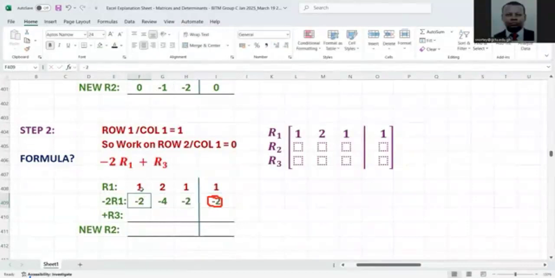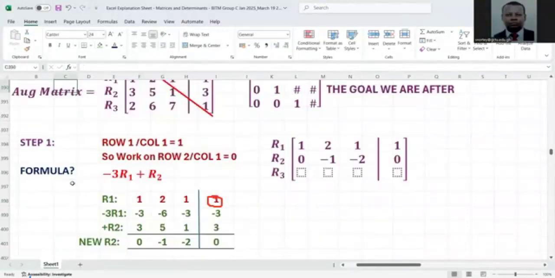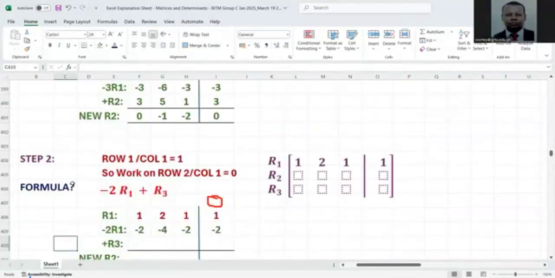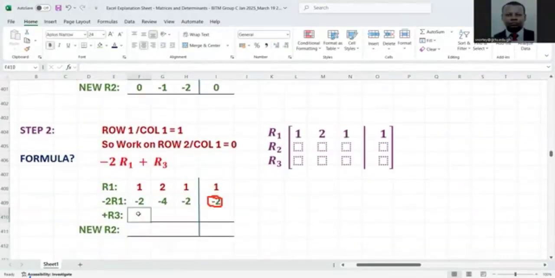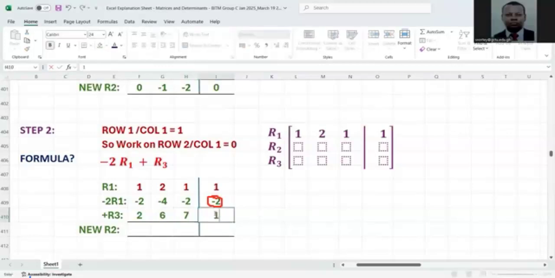If I add it to R3, what is R3? R3 is 2, 6, 7, 1. So this is 2, 6, 7, and then this value is 1. Now, -2 plus 2, this will give me 0. -4 plus 6, this will give me +2. -2 plus 7, that will give me +5. And then -2 plus 1, that will give me -1.